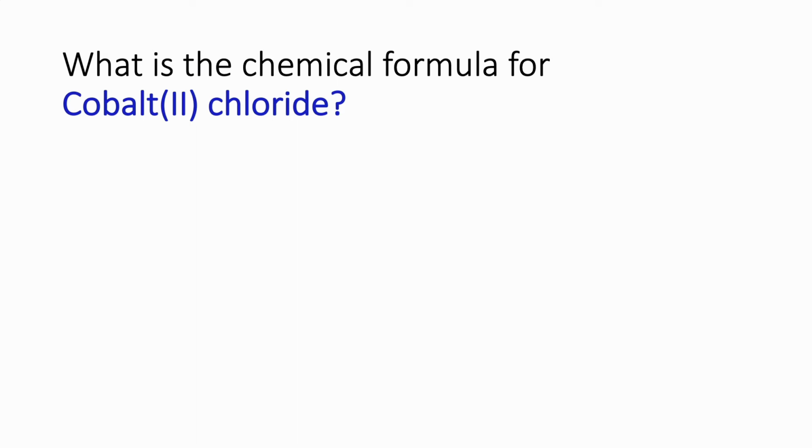Based on this, what would the chemical formula be for cobalt(II) chloride? Let's think about this. Cobalt(II) is going to have a +2 charge. Chloride comes from chlorine, and that's going to have a -1 charge based on its location in the periodic table. That tells us that we have to have 2 chlorides for every cobalt. The formula for this would be CoCl2. Now notice in the formula, it does not tell us what the charge on the cobalt is because we can figure it out knowing that it's a neutral compound.